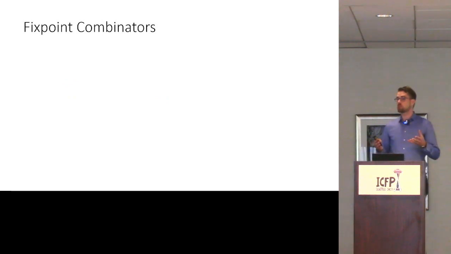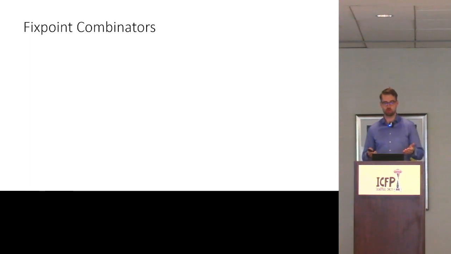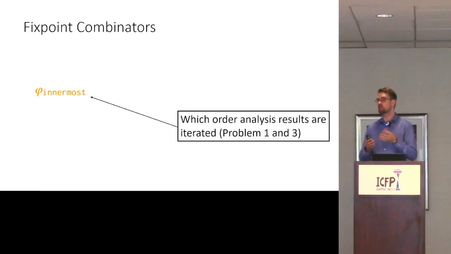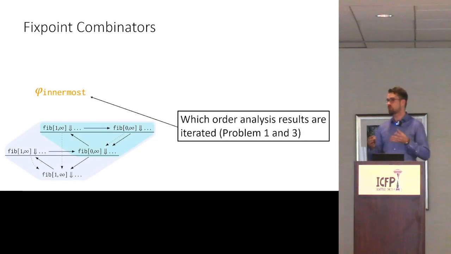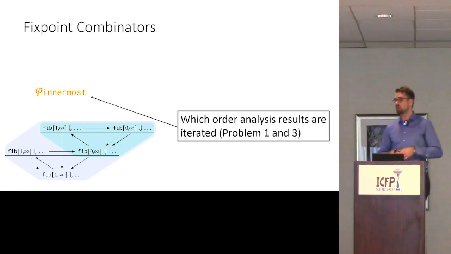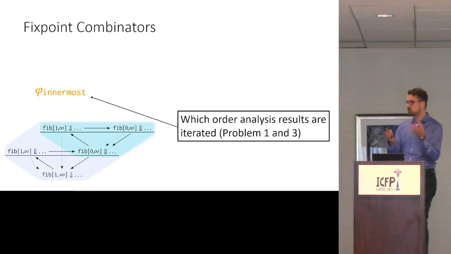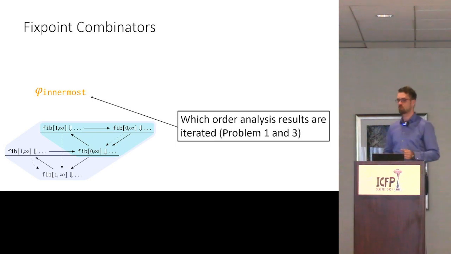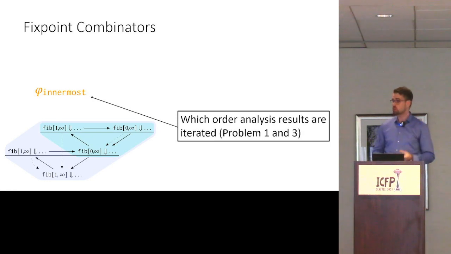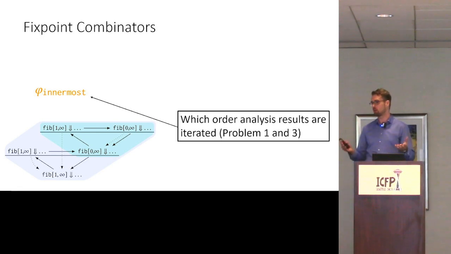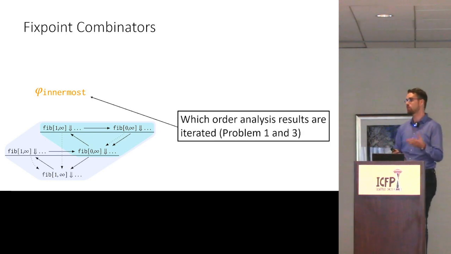So these fixed-point combinators are the core contribution of this work, and they allow to control different aspects of the fixed-point algorithm. For example, the order in which analysis results are iterated on. So for example, if there are multiple nested recursive calls, then the innermost combinator here iterates on the innermost calls first until nothing changes anymore, and then moves on to the outer calls. This combinator also solves the first termination problem I've talked about before by cutting off recurrent calls and to enforce termination. Furthermore, it solves the third termination problem by applying a widening operator to the analysis result to force fixed-point iteration to terminate.